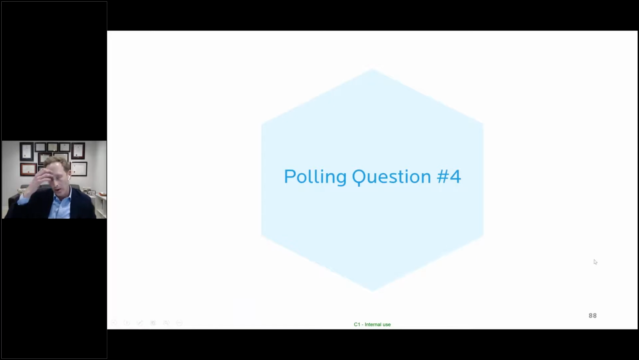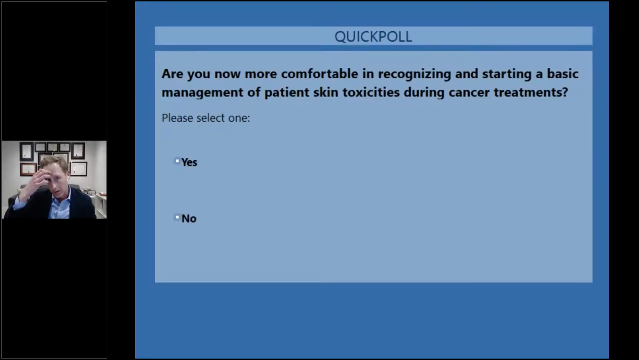So with that, I'll open it up to the final polling question. Now that Dr. Lin and I have gone through this, are you now more comfortable in recognizing and starting a basic management of patient skin toxicities during cancer treatment? Yes or no?